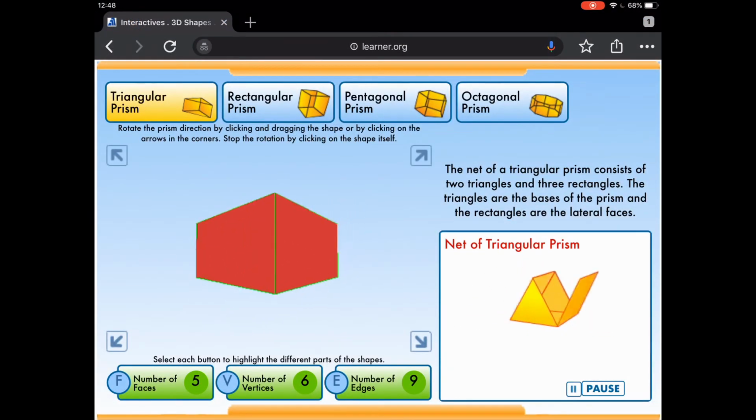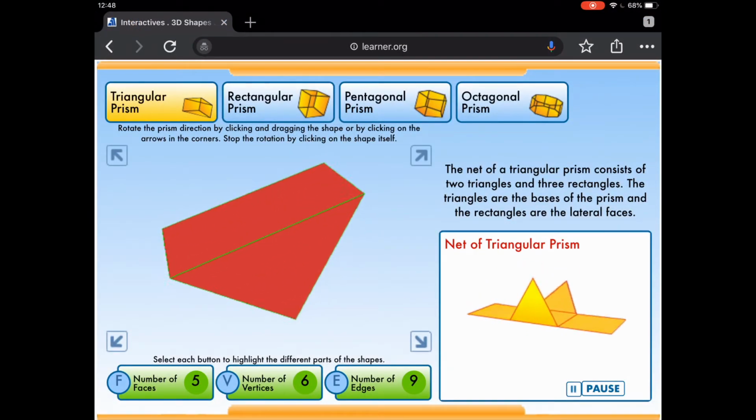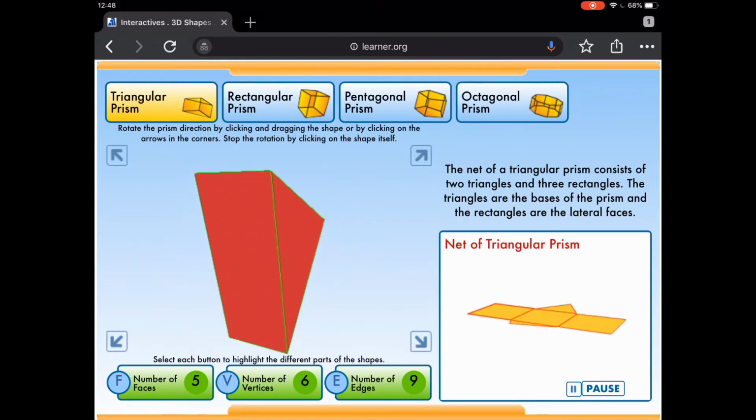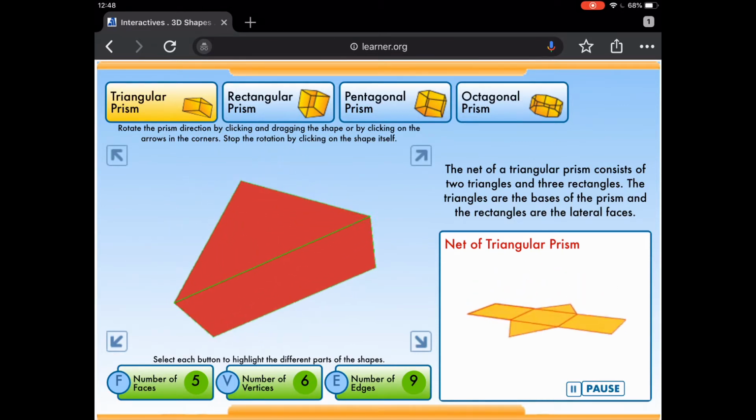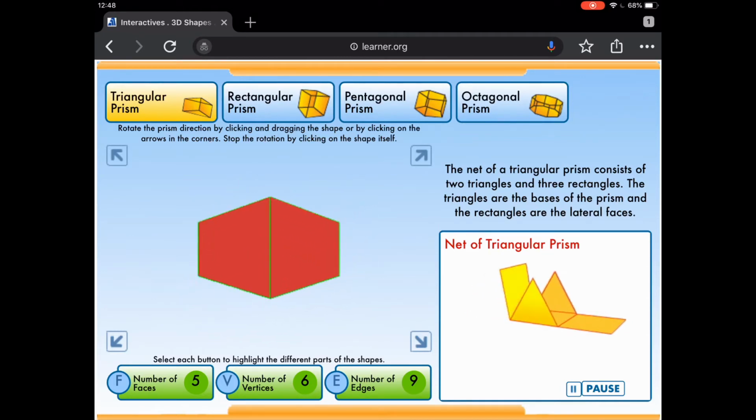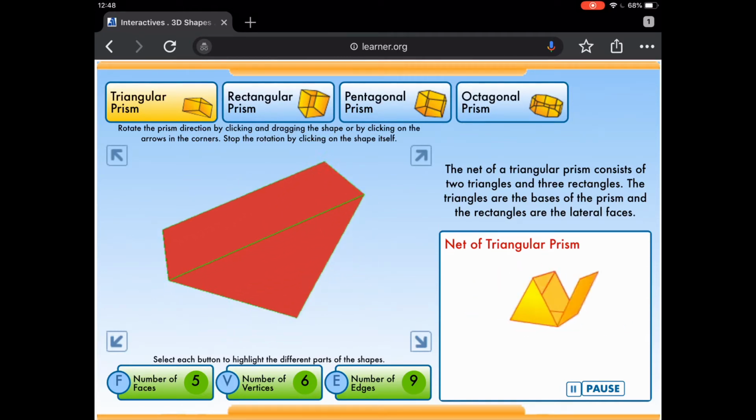Surface area is the area of all the combined surfaces of a 3D shape. We can find it by using that formula, which is a shorthand way of trying to find the area of all of the flat surfaces on the outside of our shape.